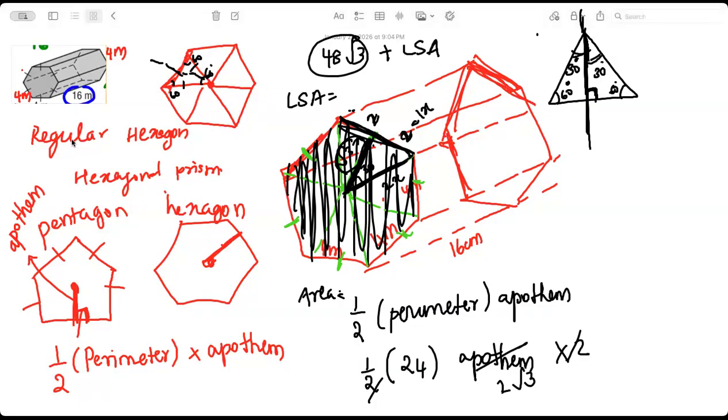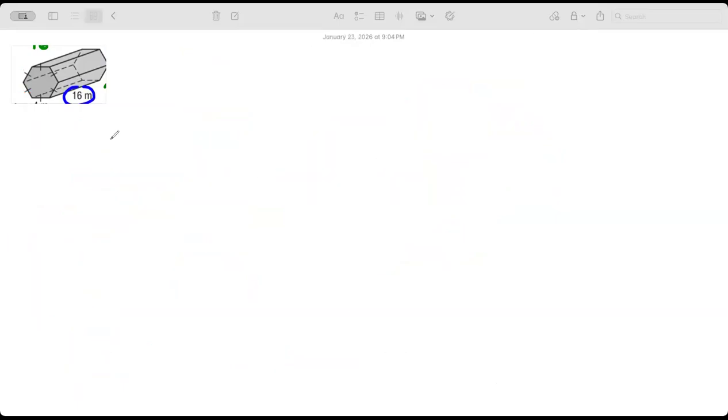Would the formula for area only work for the hexagon? No, it works for polygons. It works for regular polygons, the pentagon, hexagon, everywhere you can use that. Okay, but one thing I want to show you right now itself. I'll come back to the problem.